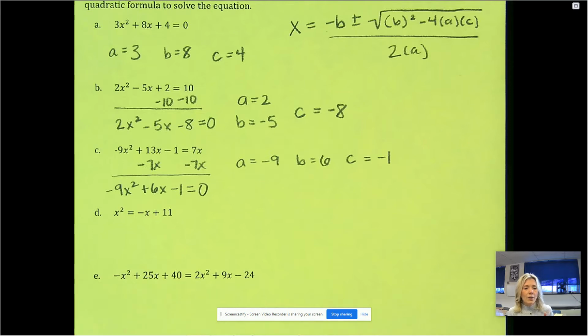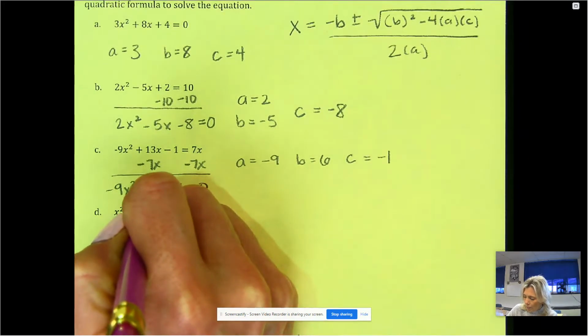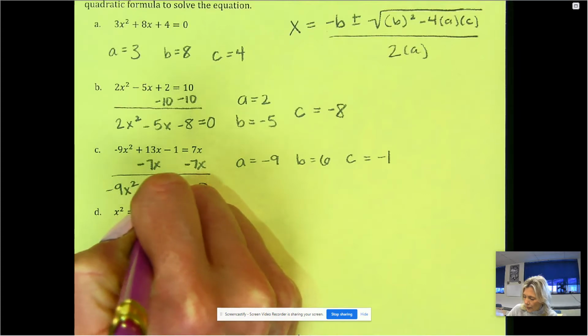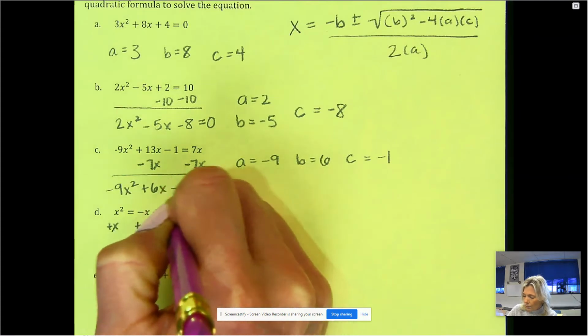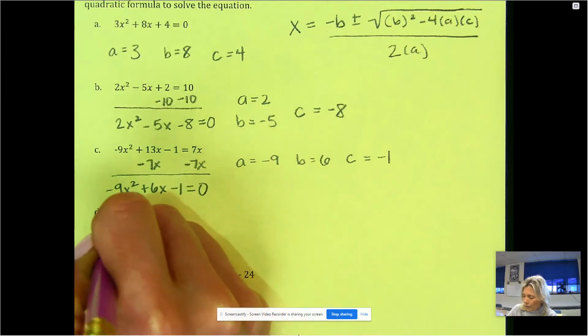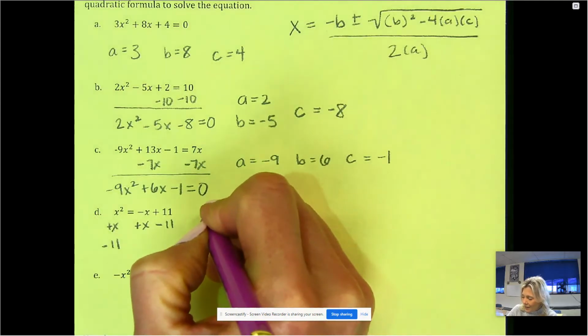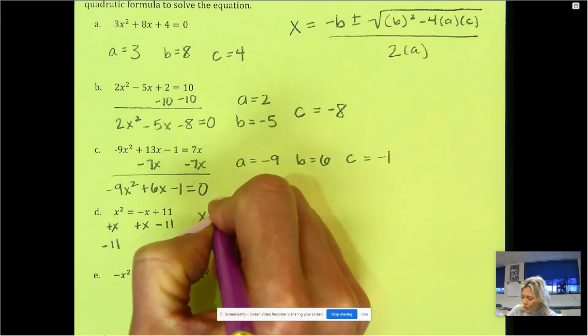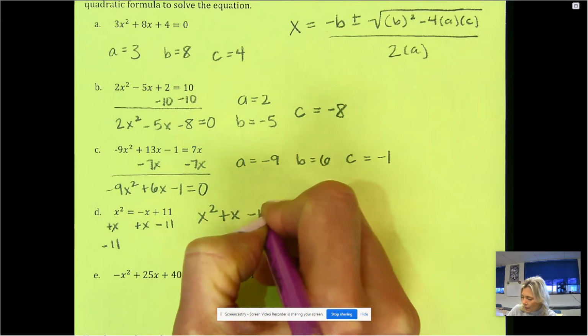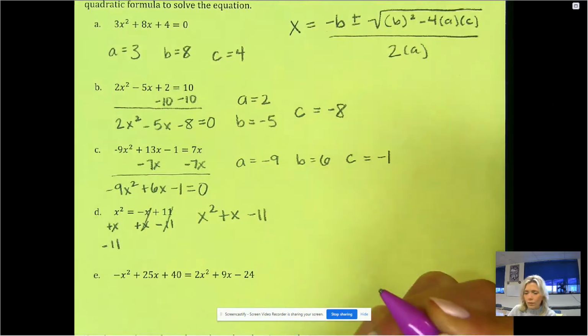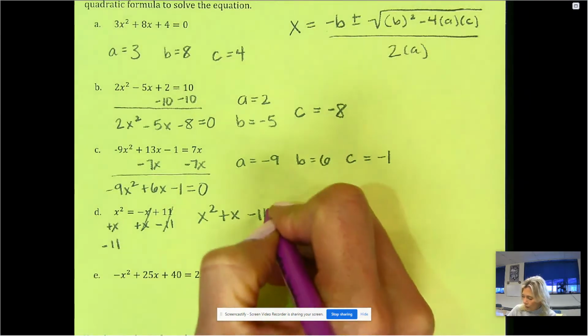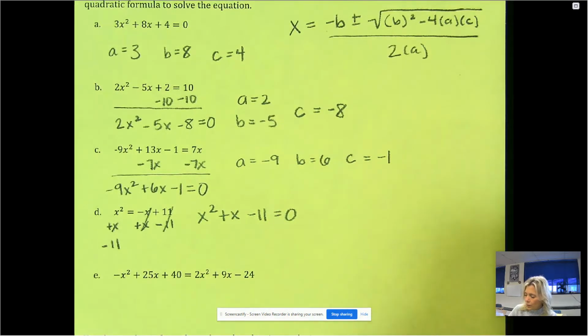All right, on D, we only have x squared on the left side of the equation. So since that's where the x squared is, I'm going to move the minus x and the plus 11 over to join the x squared by using the opposite operation. So instead of minus x, I will add x. And instead of plus 11, subtract 11. I'm just going to write it underneath. And so now it is x squared plus x minus 11. And since both of those are 0 now, it is equal to 0.